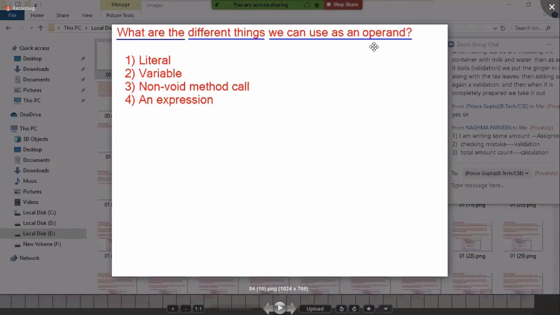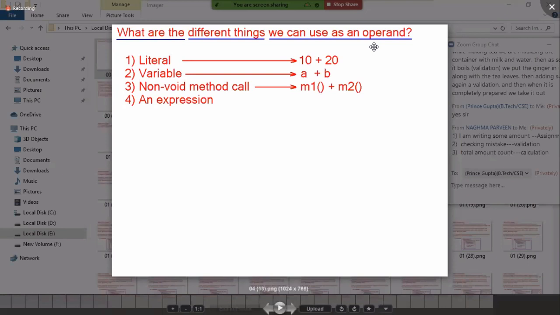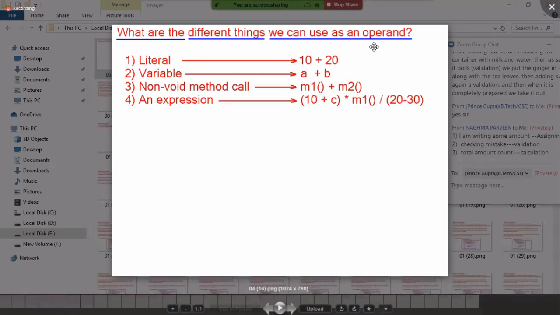Got clarity? Give me some examples. Literal: 10 plus 20. Variable: a plus b. Non-void method call: m1 plus m2, where m1 returns one value, m2 returns another value, both values are added and the result is stored. An expression, a big expression: observe here, 10 plus c is an expression, which is passed as an operand to star, the multiplication operator. And next, division operator, operand is what? 20 minus 30 is an expression acting as an operand to the division operator. I hope all of you understand this slide?